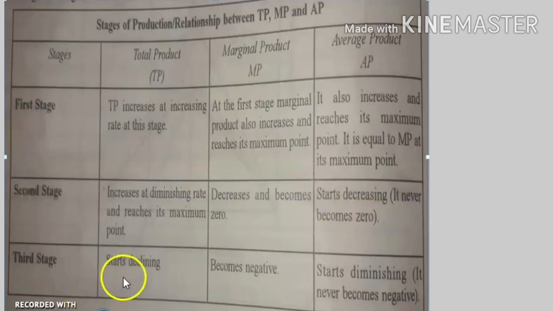In the third stage, TP starts declining and MP becomes negative. AP continues diminishing, but it never becomes negative. So that is the third stage. I hope you understood this one.